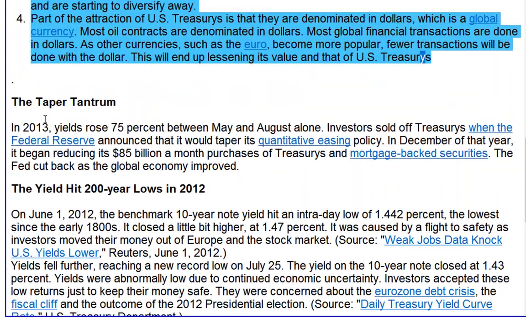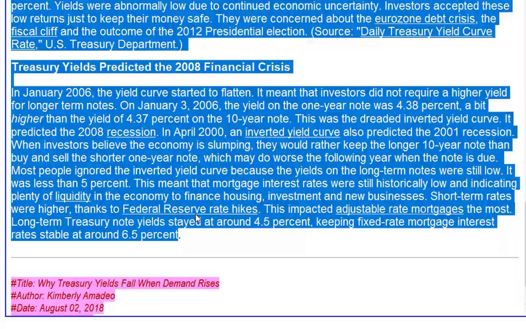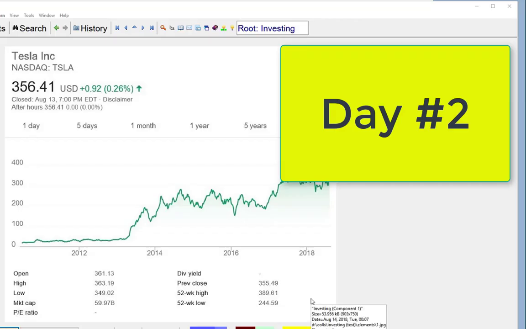We're close to the end, okay? Now look, I choose that portion, I extract that, I say done, and it really feels good. I read the article, I understood something. Tomorrow, when I review everything, I'll understand more. It's always worked for me in the past. This is day number 2 of my learning about investing.